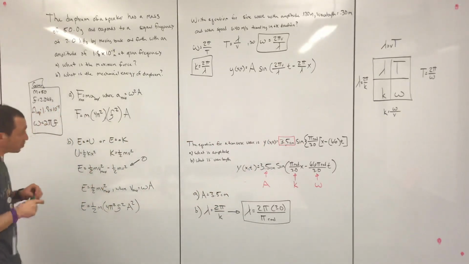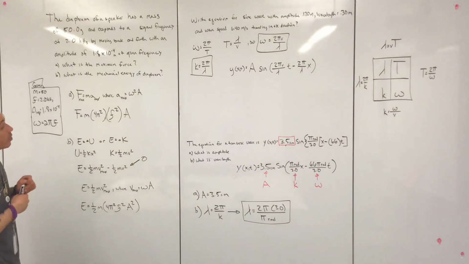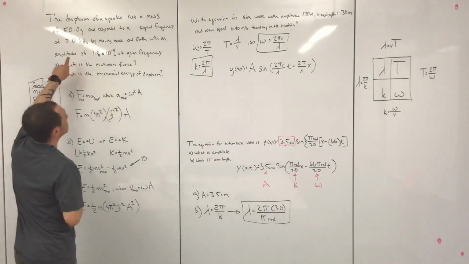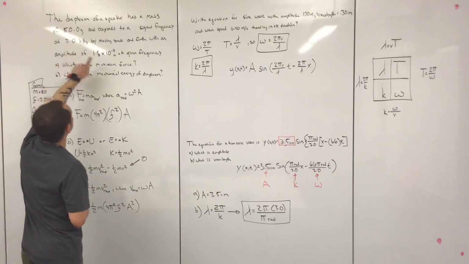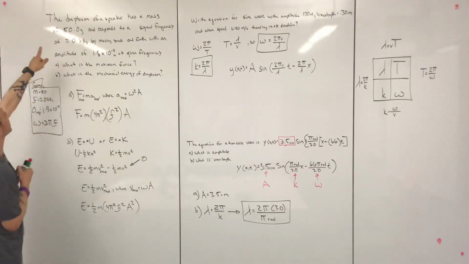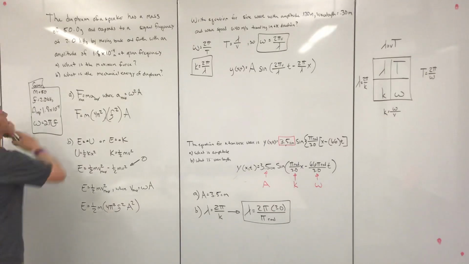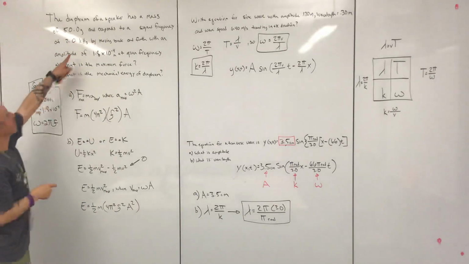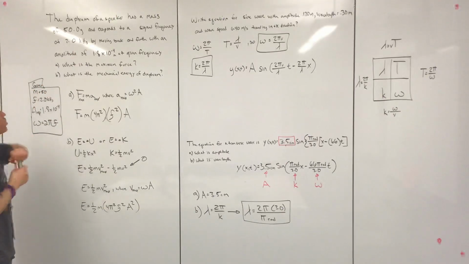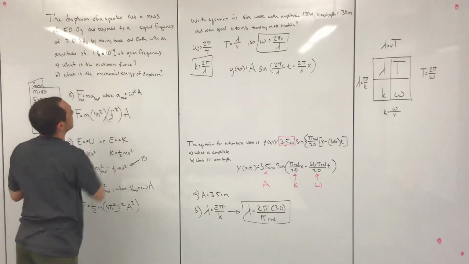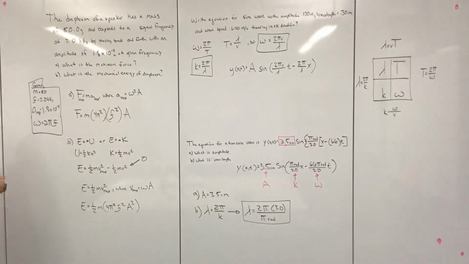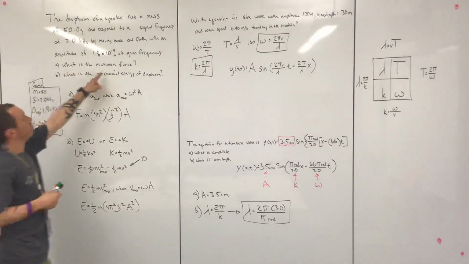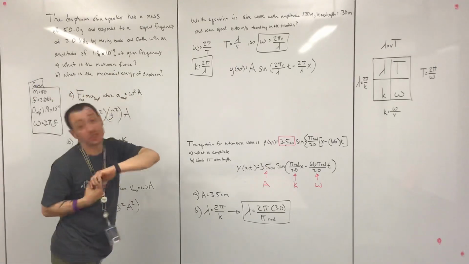Okay, so what we want to do is go ahead and read the question. Sorry, my brain shut off for a second. Okay, so the diaphragm of a speaker has a mass of 50 grams and responds to a signal frequency at 2.0 kilohertz by moving back and forth with an amplitude of 1.8 times 10 to the -4 meters at the given frequency. What is the maximum force? What is the mechanical energy of the diaphragm?